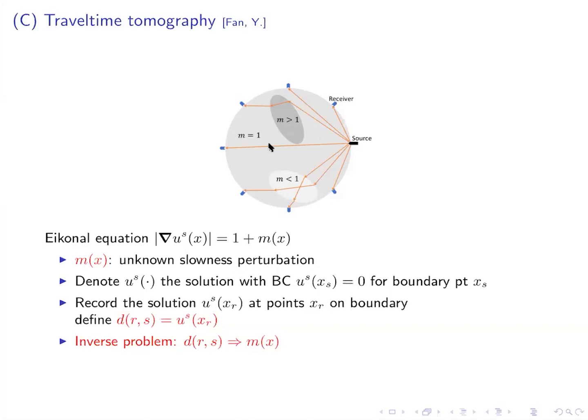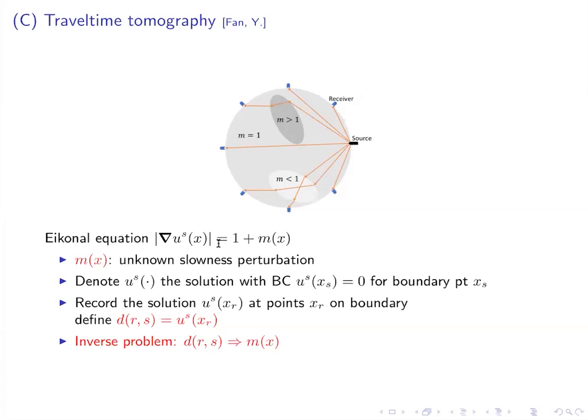Because of the inhomogeneity of the internal media, the wave does not propagate along straight lines. Like the Huygens principle tells you, the shortest time follows a path that tries to go through the places where the speed is fast. This is governed by the so-called eikonal equation, |grad u| = 1 + m(x), where 1 + m(x) is called the slowness.